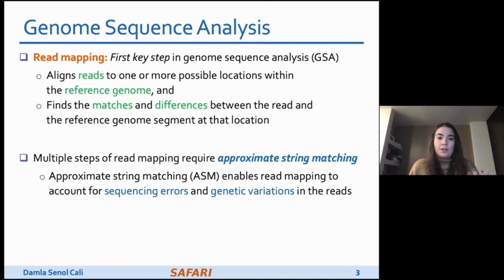As you can imagine, although we share more than 99% of our genome, we all are different in terms of appearance or the genetic features we have. These are caused by genetic variations. As a result, read mapping must perform approximate string matching, or ASM, in order to account for these types of errors and differences when performing read mapping.